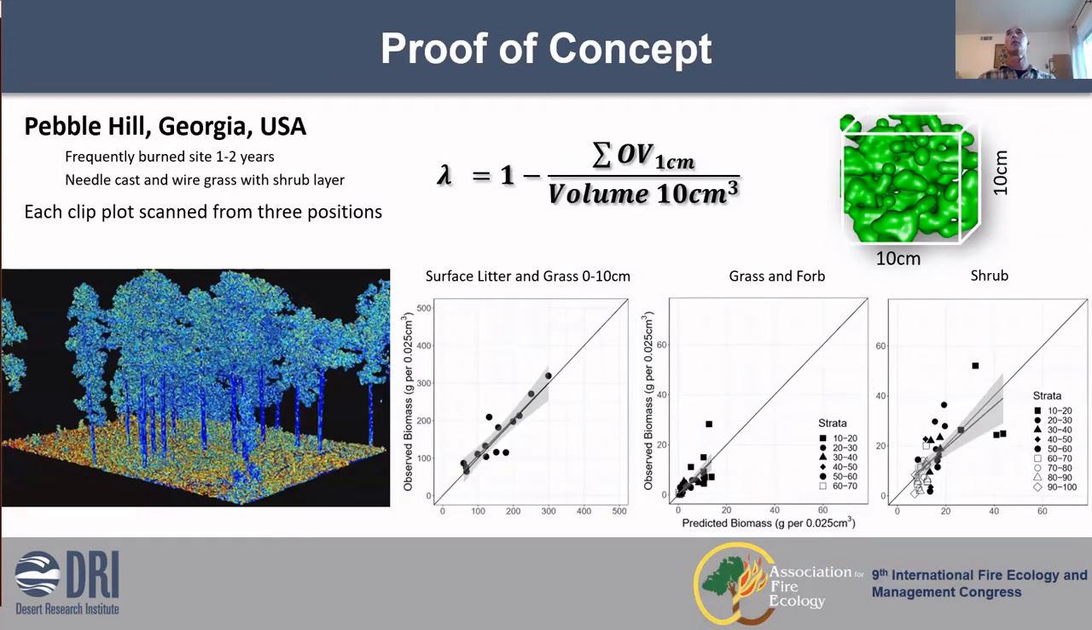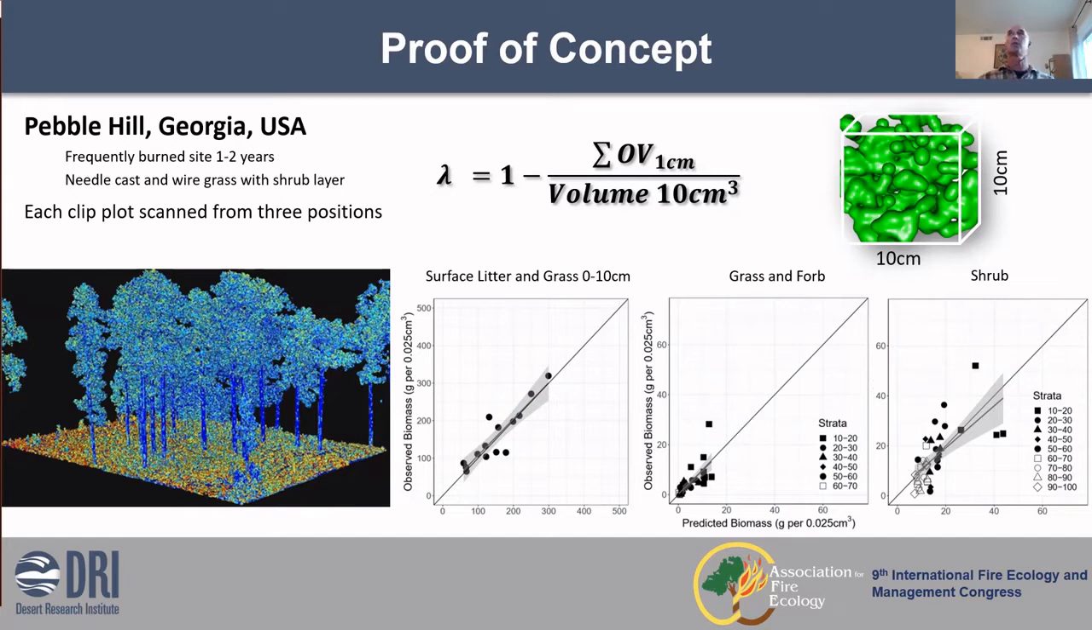And so our proof of concept began with the Prescribed Fire Consortium, and we had a couple of experimental burns in Pebble Hill, Georgia. In this selection, it was a longleaf pine site that had been frequently burned every 1 to 2 years. And we introduced a new porosity metric, which summarized the amount of occupied volume at 1 centimeter, and then divided that by the volume of a 10 centimeter cube to get an idea of how much was occupied within that.